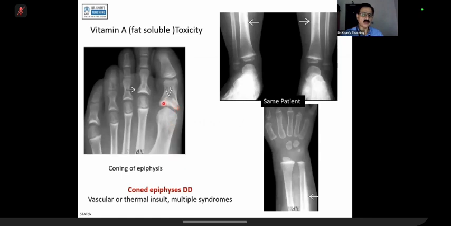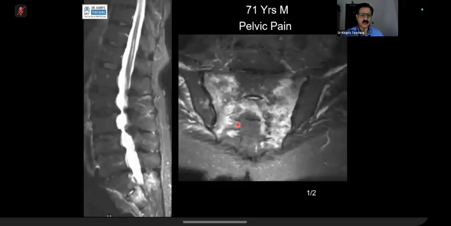Look at this epiphysis here. You see this thing? And look at the shape. This is as if it's a volcano or something, and so this is known as coned epiphysis, coning of epiphysis, very unique, which can happen in hypervitaminosis A. And there is increased bone density in various examples.